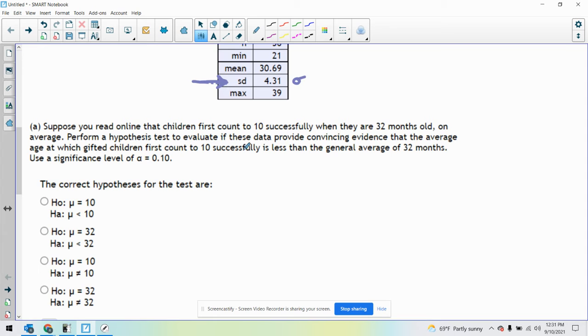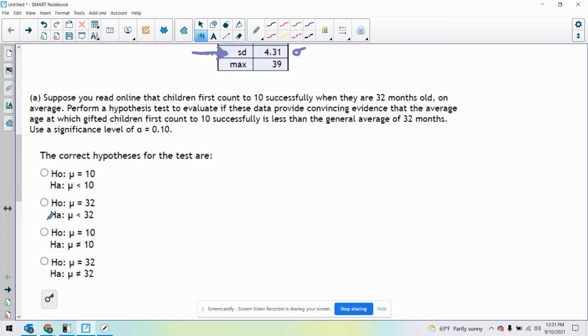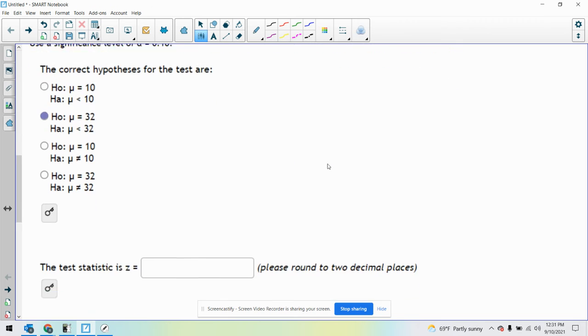Okay, we're trying to show that something is less than the general average of 32 months. So our null is going to be it's equal to 32. Alternative is going to be it's less than 32.